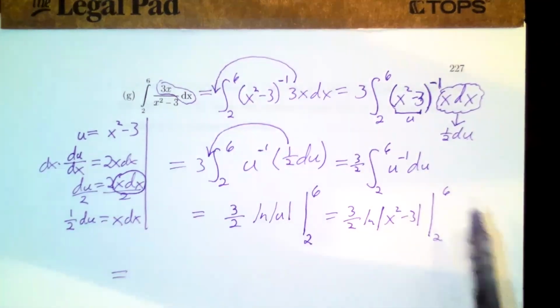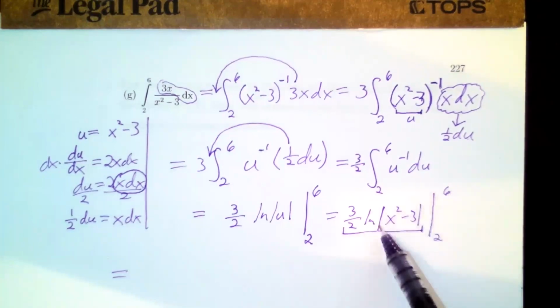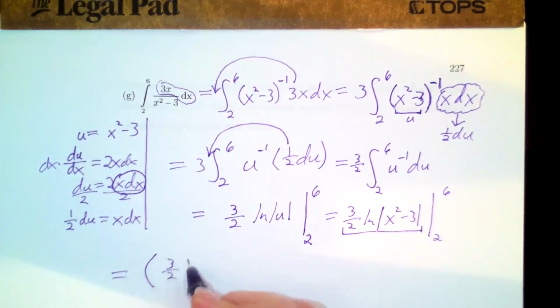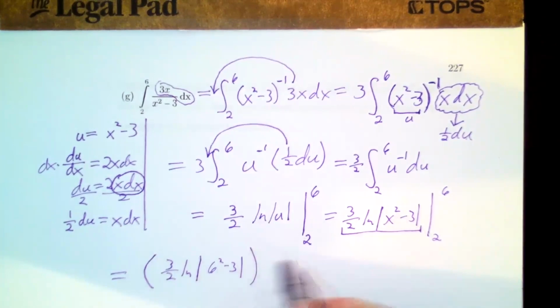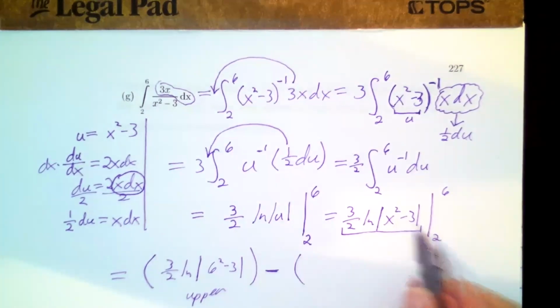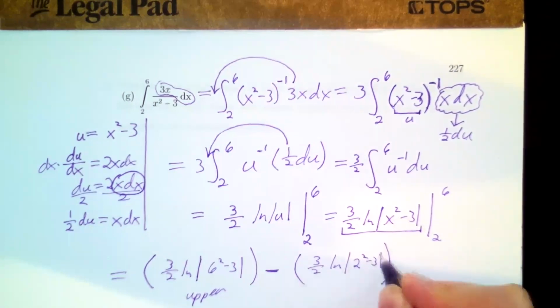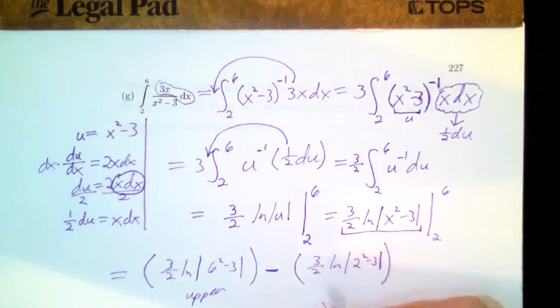Now finish up your integral by plugging in the upper bound first into all of this, 6 plugged into that, minus what you get when you plug in the 2. Upper bound minus lower bound. So plug in the upper bound, 3/2 ln of 6 squared minus 3. So upper bound plugged in first, minus what you get when you plug in the lower bound. Plug in 2. You get 2 squared minus 3. Now the rest of this is definitely a calculator exercise.